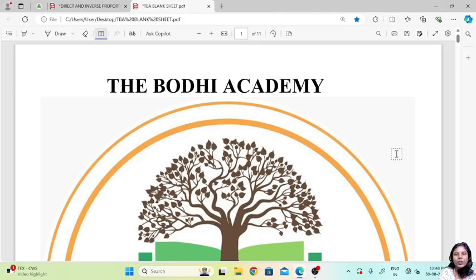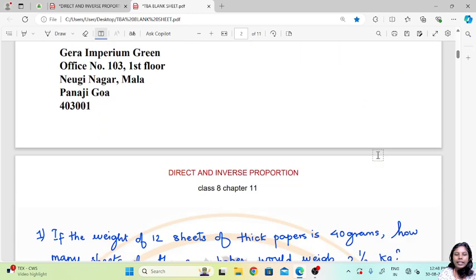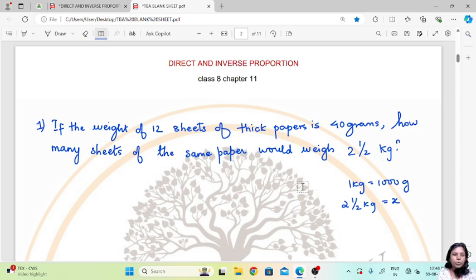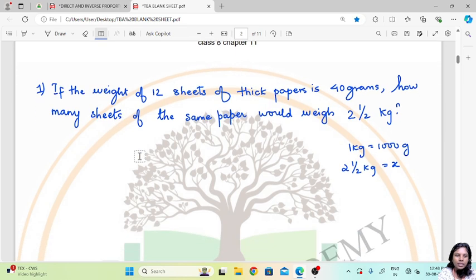My name is Amisha Plaso, and in today's video we will continue with our chapter Direct and Inverse Proportion, Class 8, Chapter 11. Previously, in the first part of this video, there was a sum: if the weight of 12 sheets of thick paper is 40 grams, how many sheets of the same paper would weigh 1 1/2 kgs? I had solved this in the last video, but I forgot to do the conversion, so we will redo it in today's video.